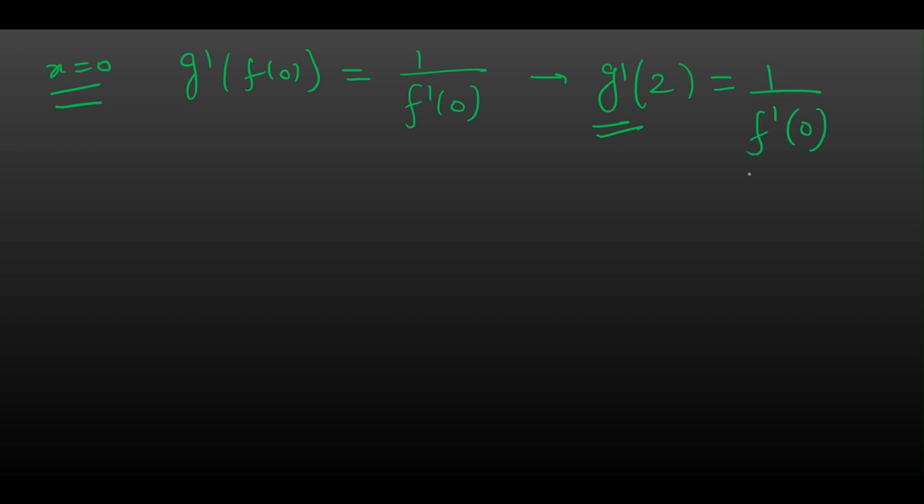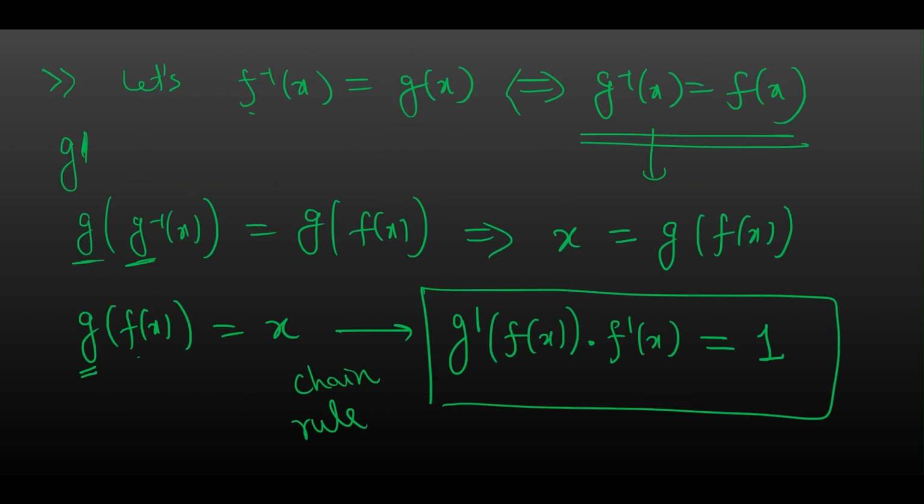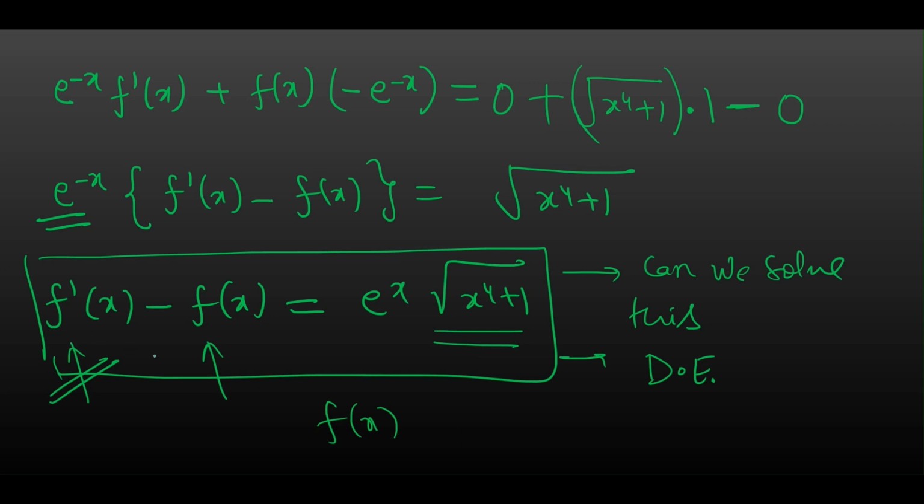So if we substitute x equals 0, we will get from here g dash of f(0) equals 1 over f dash of 0. We need to find the value of f dash of 0. We already know the value of f(0), which is 2, and this is what we were supposed to evaluate. This is equal to 1 over f dash of 0. Now f dash of 0 is super easy to calculate because we already have a differential equation that we formed here. Yeah, this is the differential equation.